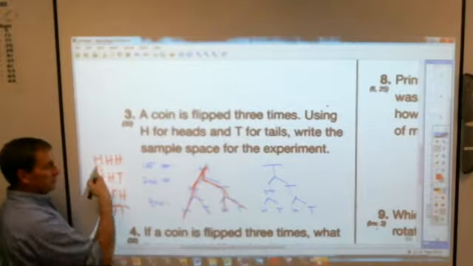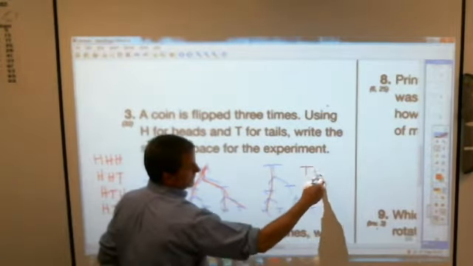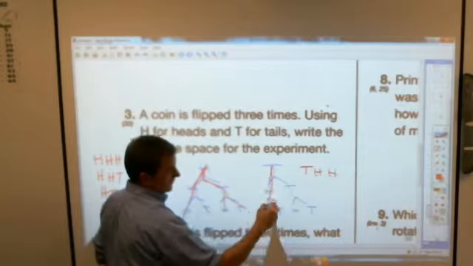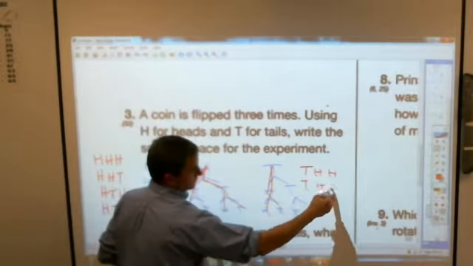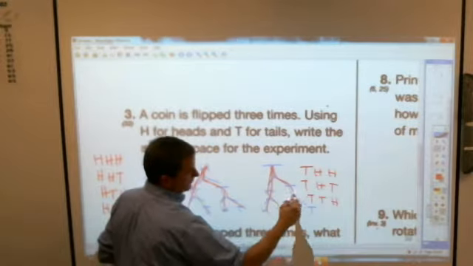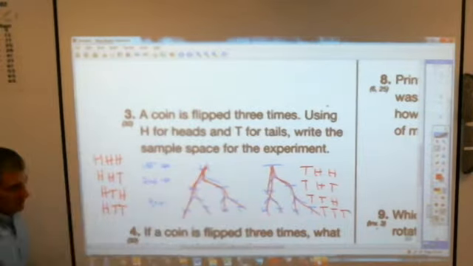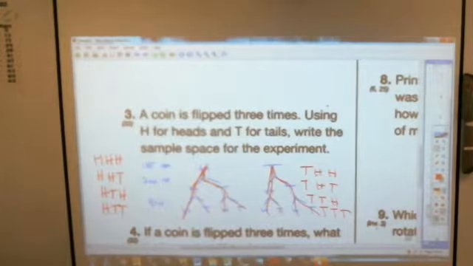Those are all the ones you get when you start with the head. And then you get all these with the tail. Tail, head, head. Tail, head, tail. Tail, tail, head. And tail, tail, tail. Those are your 8 possibilities there if you flip your coin 3 times. Voila! Does that help, Zach? Picking up what I'm laying down?